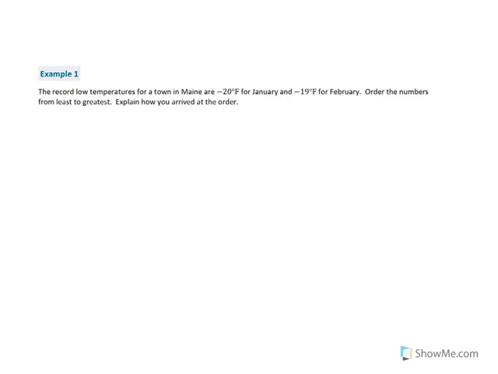Okay, so let's write out our information first. We have negative 20 degrees for January. So I'm going to put January, negative 20 degrees. And actually, I'm not going to put the degrees. I'm just going to write the integer, negative 20. And then for February, we have negative 19.